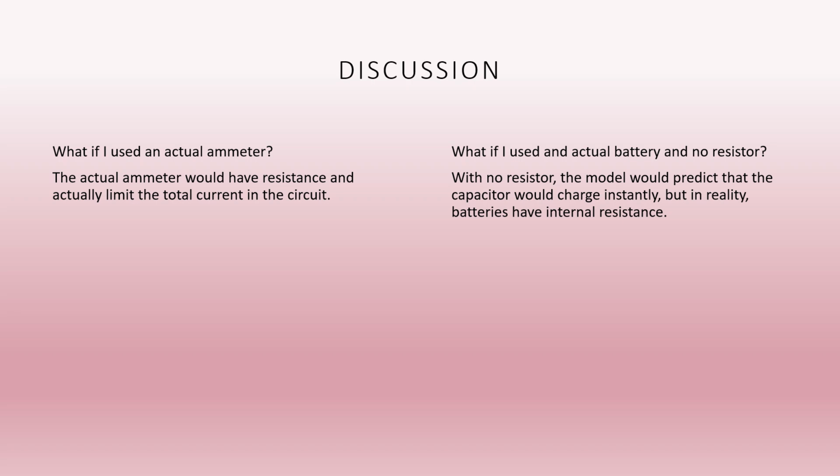And now for the discussion. So what if I used an actual ammeter? The actual ammeter would have resistance and actually limit the total current in the circuit. And what if I had used an actual battery and no resistor? With no resistor, the model would predict that the capacitor would charge instantly, but in reality, batteries have internal resistance.